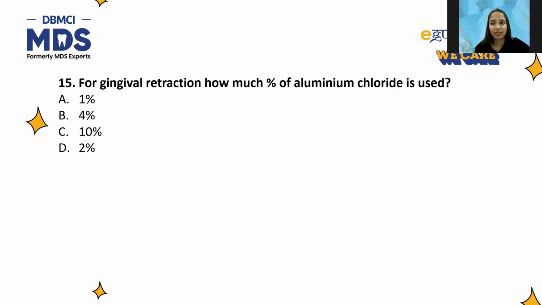And last question that is there in this presentation is, for gingival retraction, how much percentage of aluminum chloride is used? 1, 4, 10 or 2. So the correct range for aluminum chloride is considered 5 to 10%. So my answer here would be option number C, which is 10%. Again, a numerical question, straightforward question from your FPD. And this concludes our recall.